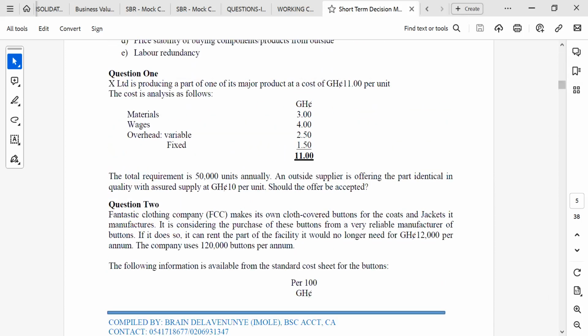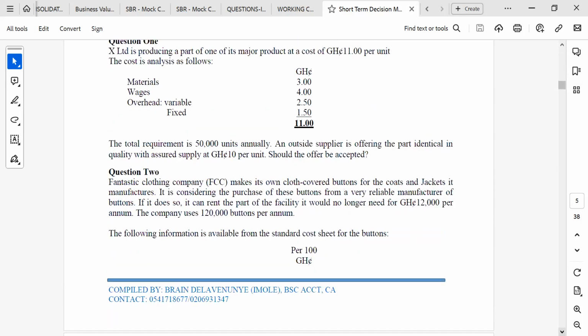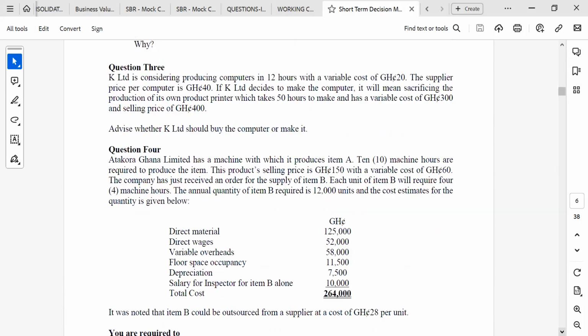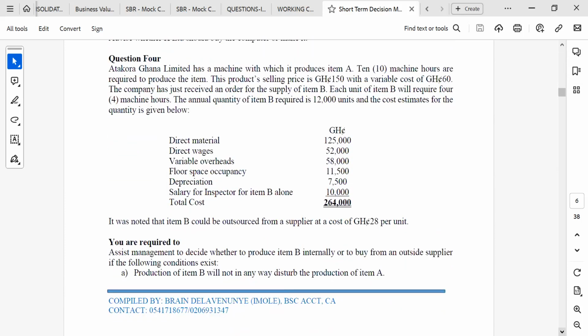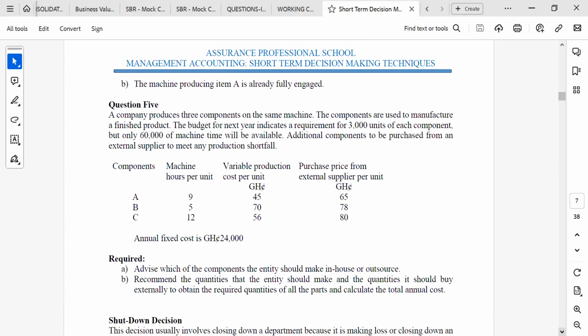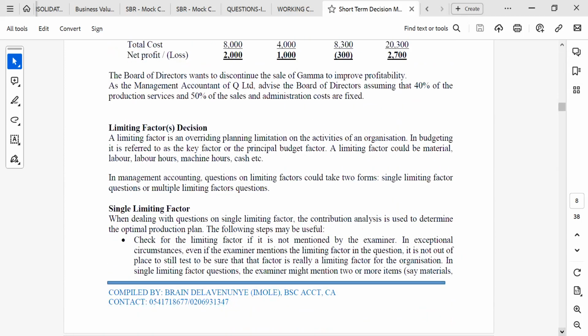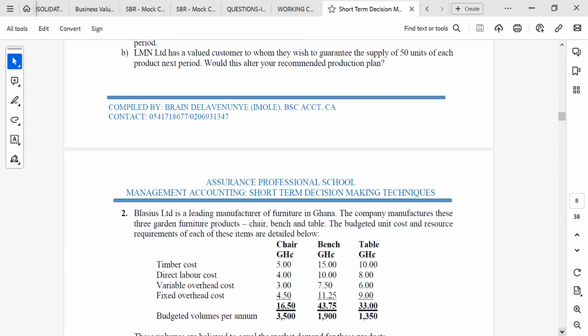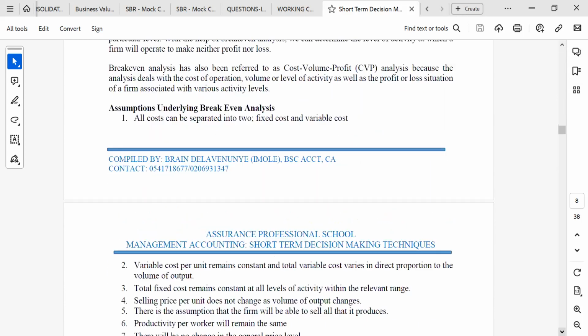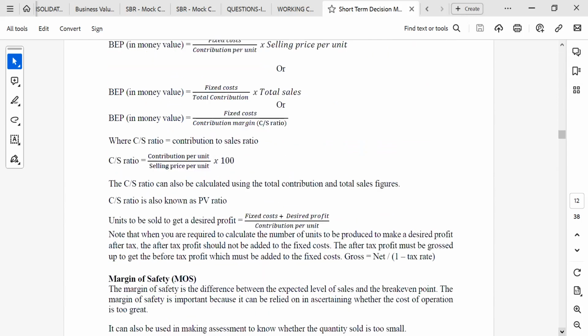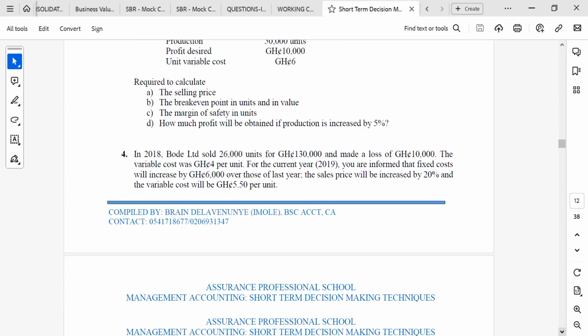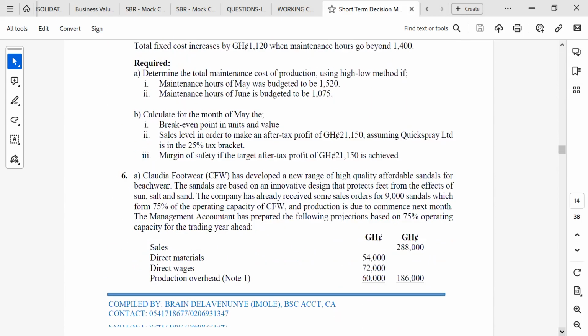All right. So the make or buy, if we start, we can't finish today. So it will be appropriate if you guys start next week with these ones. Okay. So I want to show you some questions on relevant costing, which you can try on your own.